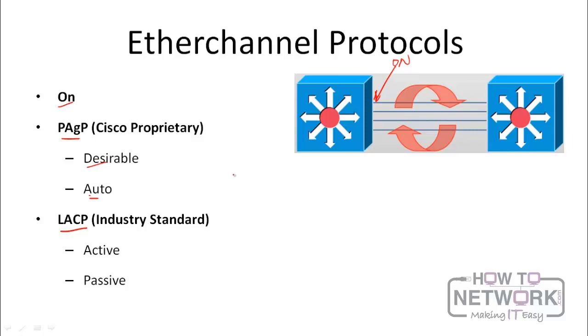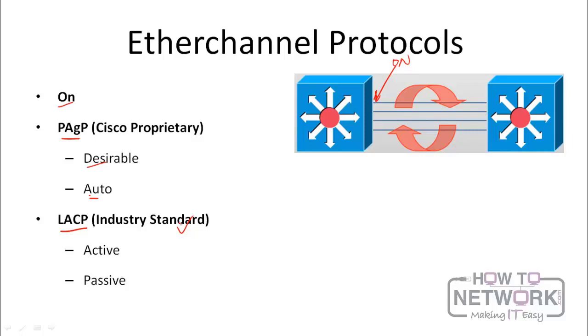Now we're going to look at configuring EtherChannels in a second. You have to specify whether you're using PAgP or LACP, or just turn it on. But it's advisable to use one of the protocols so that you're sure that the negotiation goes on. Now remember that you can connect EtherChannels to servers. If we're going to use servers, you have to use the LACP protocol. That's because most times the servers are not manufactured by Cisco, so it needs to use the industry standard, which is LACP.